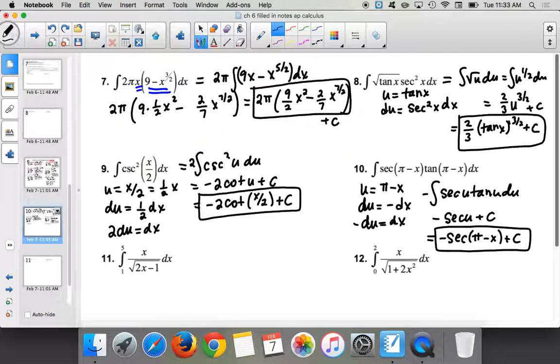Yeah, the negative came from the derivative of pi minus x, which was negative dx. Oh, yeah. Yeah, you see it.